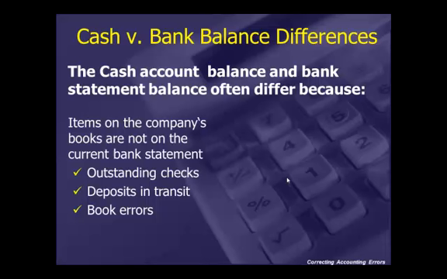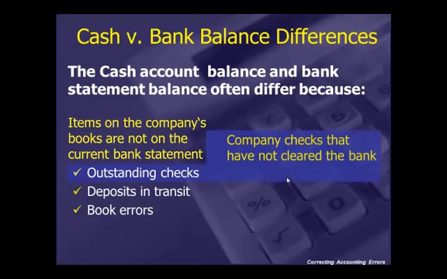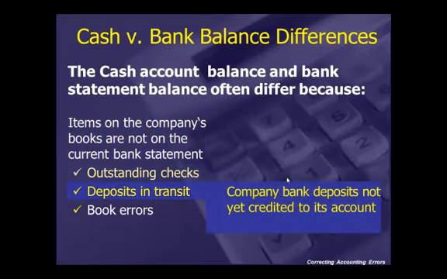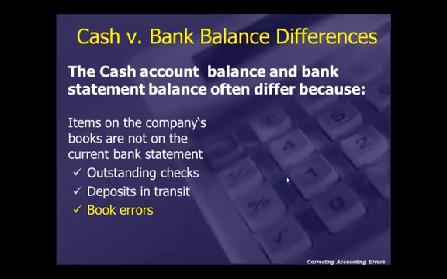There are items on the company's books that are not on the current bank statement. There will be outstanding checks that were written but have not cleared the bank, deposits in transit, company bank deposits that are not yet appearing on the bank's books. And then there are book errors that occur.